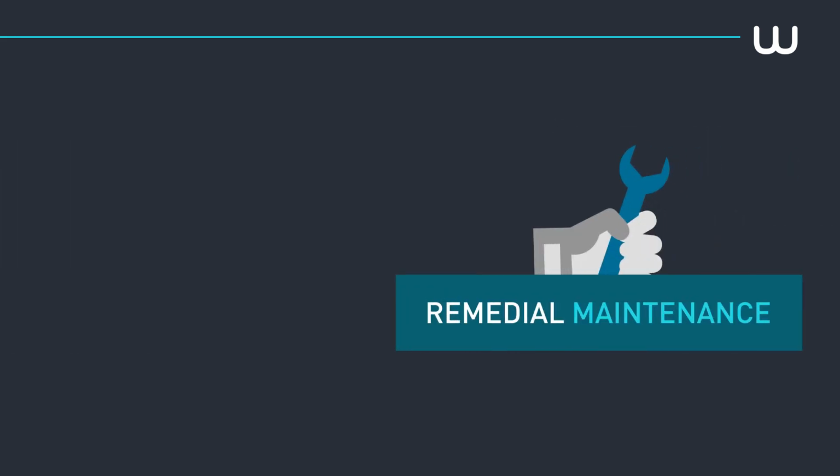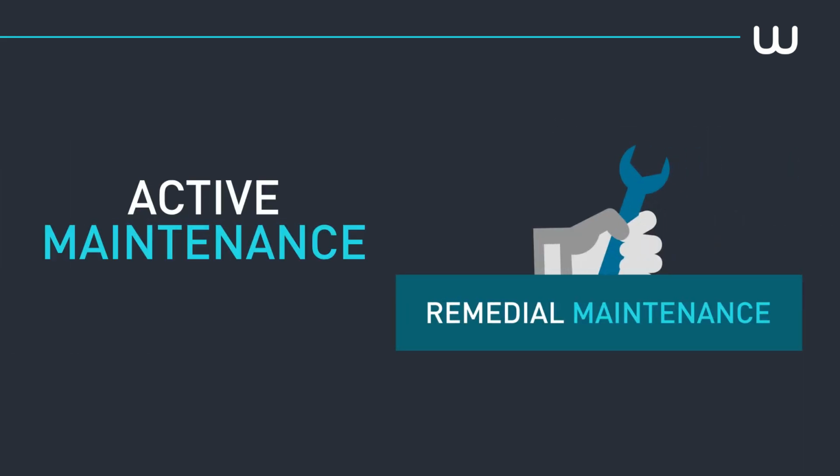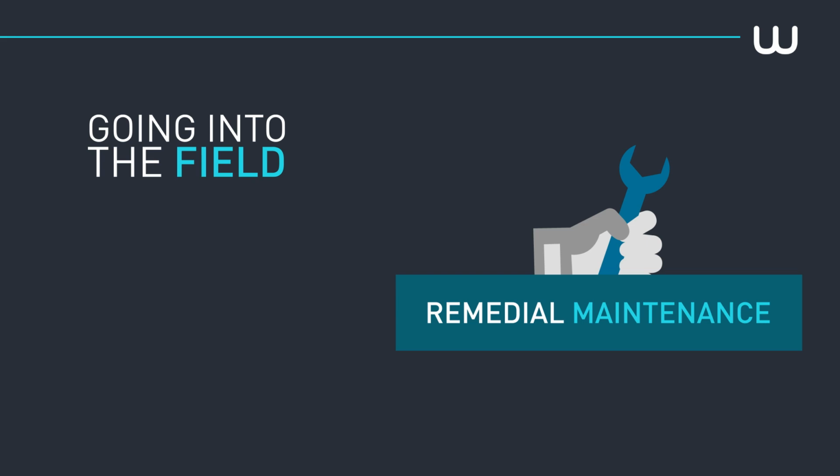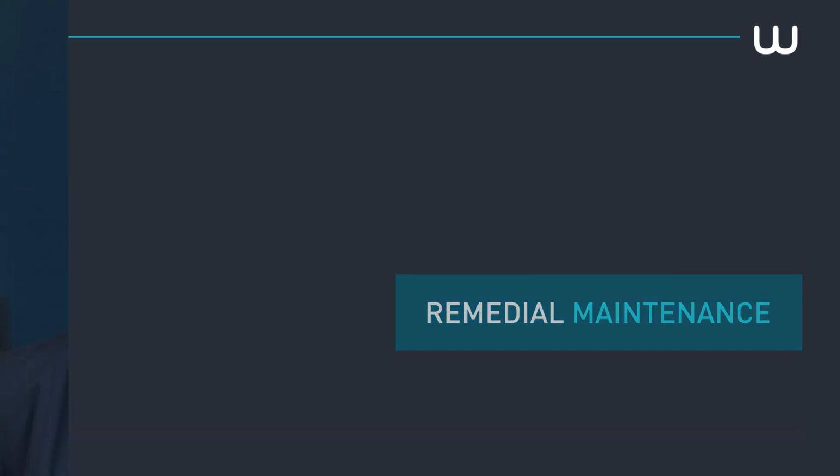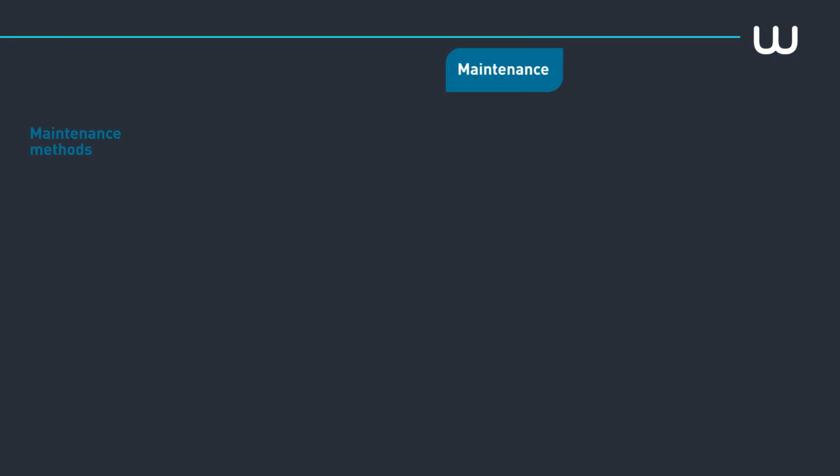Remedial maintenance is active maintenance. It consists in going into the field to repair or renew an asset when a malfunction is detected. Every type of maintenance is governed by a decision-making process, which leads to the best adapted maintenance operations being selected. Let's begin with preventive maintenance.